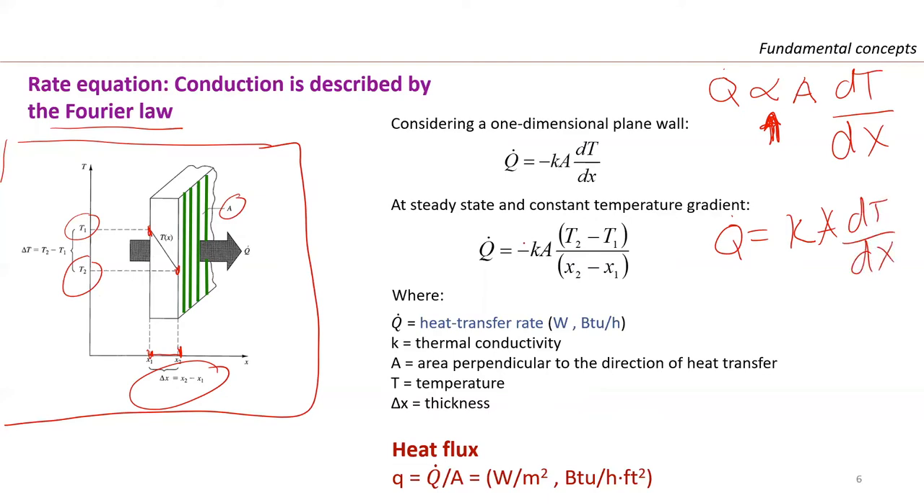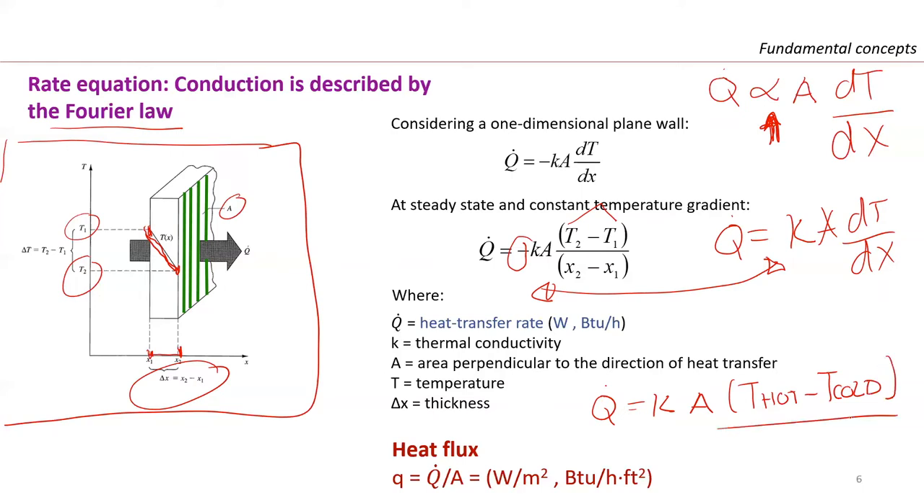We have a minus sign here in the equation, if you compare to the equation I wrote here. Why? Because we have a negative slope here, and to maintain a positive heat transfer rate due to the difference of temperature. However, if you remove that sign, you just have to be very sure that your difference of temperatures is always hot minus cold over delta X.